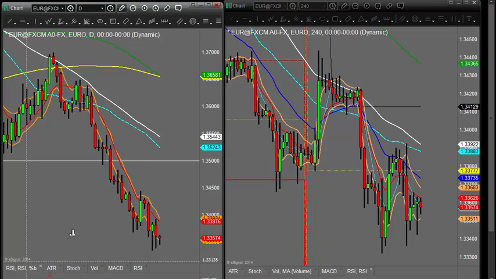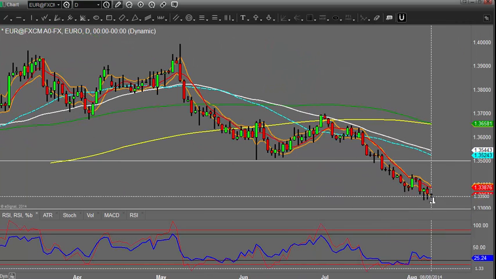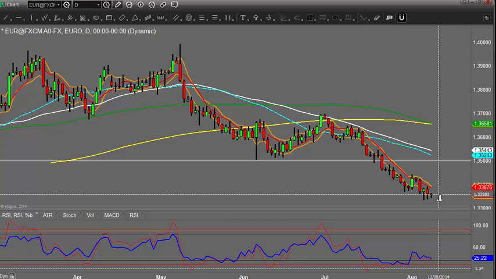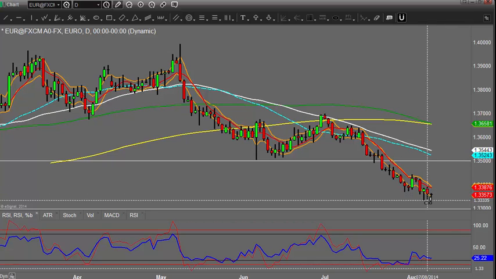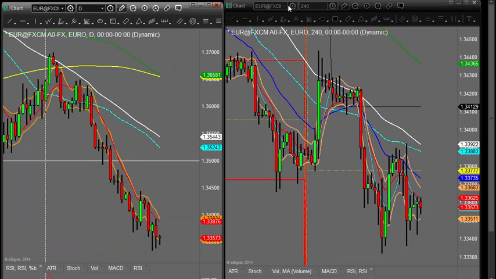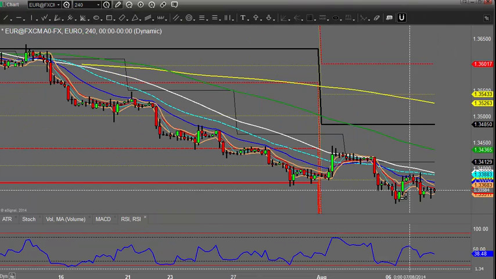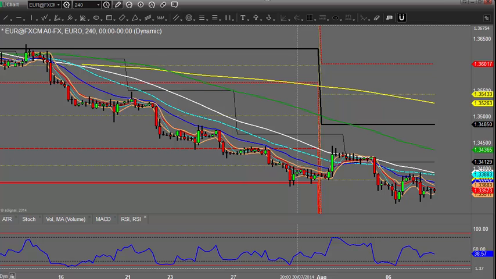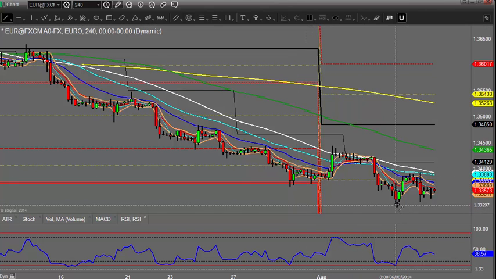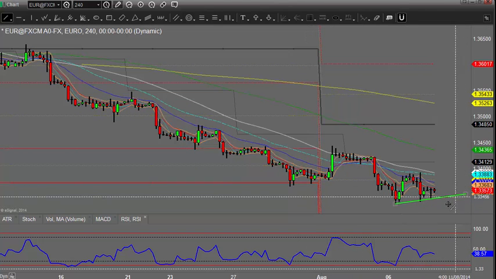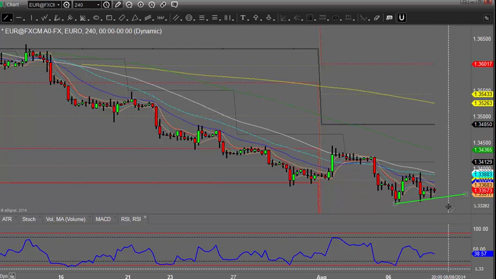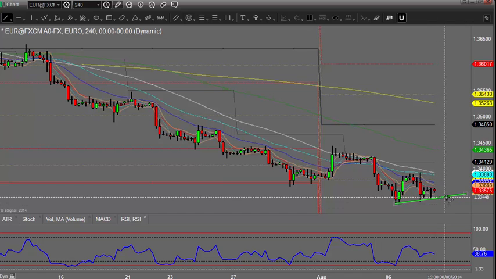We still do have some RSI divergence on the dailies there. It's not a confirmed downward move, but, sorry, I'll bring the 4 hourly back into play, and a break of these lows may suggest further downside, and it'll be something I'll be looking for this morning. So a break of those lows.